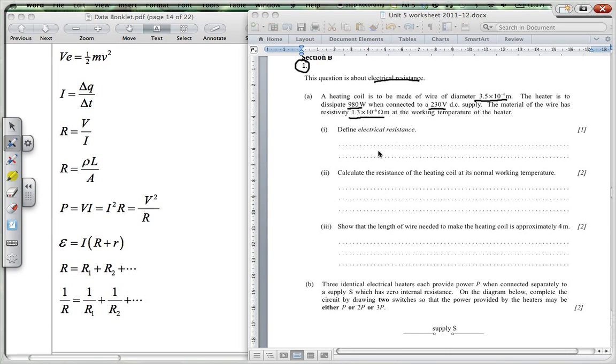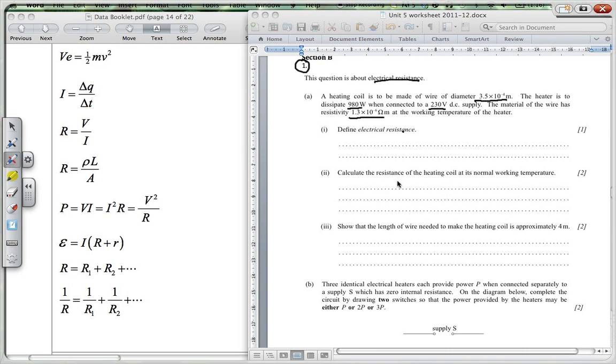Define electrical resistance. Okay, electrical resistance, this is the ratio of the potential difference to the current. You could write it as R is equal to V over I if you explain what all the terms mean. Okay, 2. Calculate the resistance of the heater at its normal working temperature.